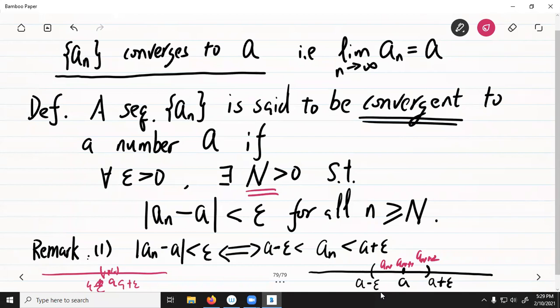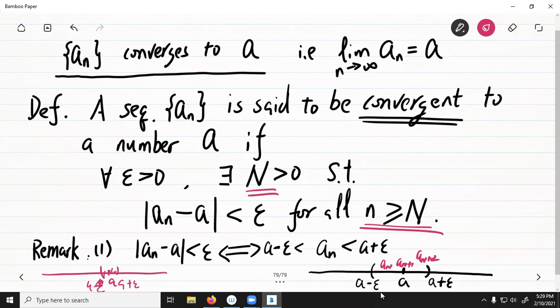Maybe outside you have finitely many terms, no problem. But after that, all the terms in the sequence would be in this interval. Outside, there are finitely many terms, doesn't matter. We don't care about the finite terms. We only care that after that, all the points would be inside. So this is called convergence. It will be very close to A if n is large enough. So this is a very important definition.